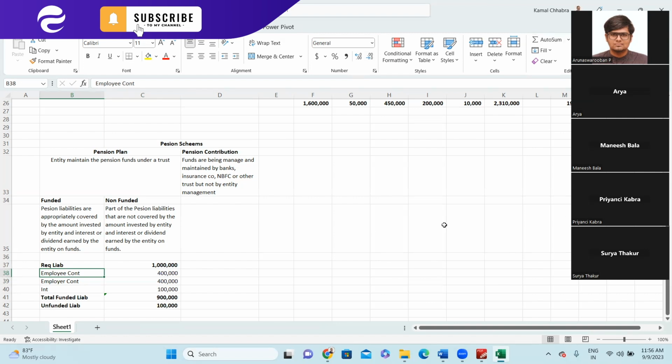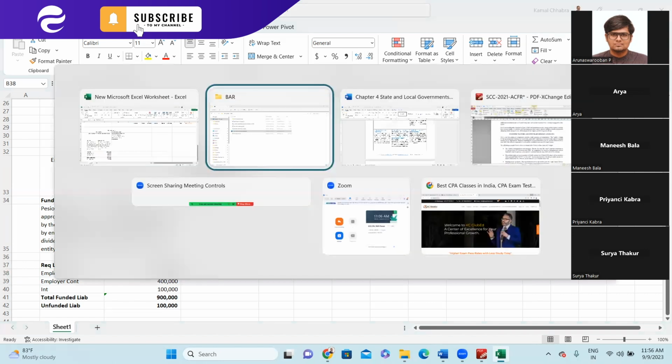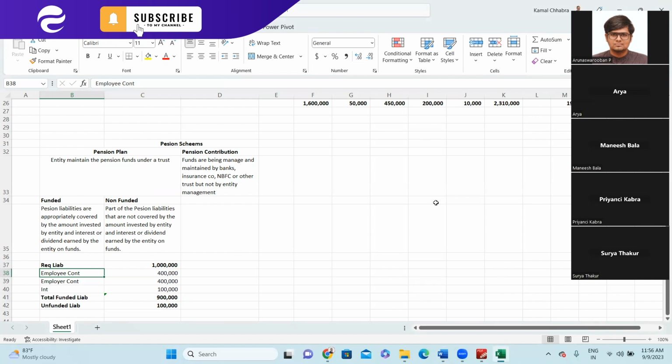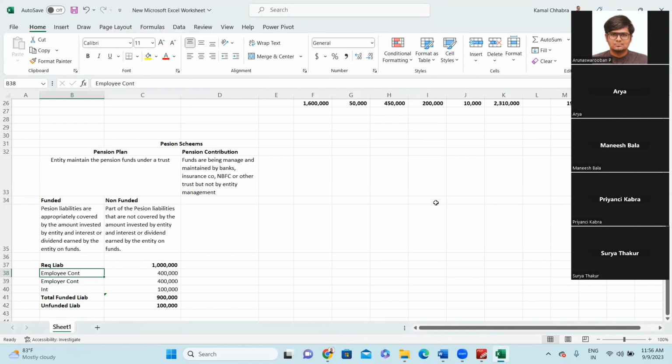Yes. Right? Surya, Franchi, Manish. So can you just explain non-funded plans? Like, if part of the pension is not covered by the investment by the entity, then how will it be covered? In the non-funded part, you have mentioned the part of the pension liability that is not covered by the amount invested by the entity and employer. So how will it be covered? So that additional contribution the employer has to meet. Okay.